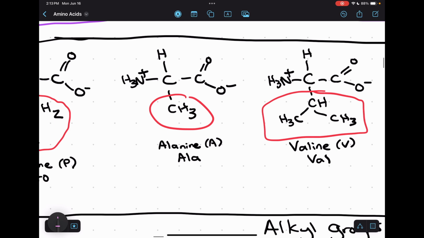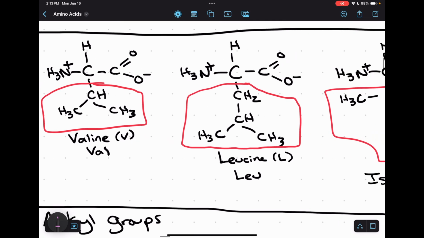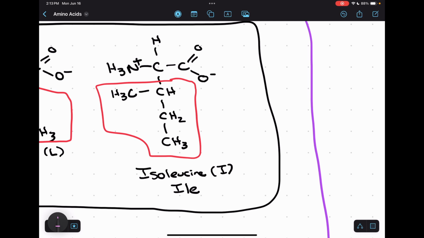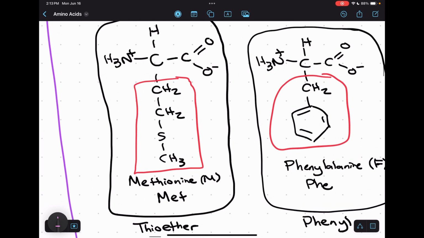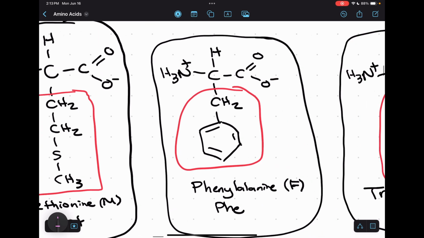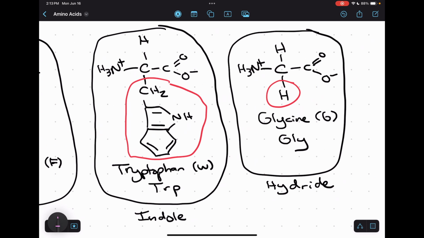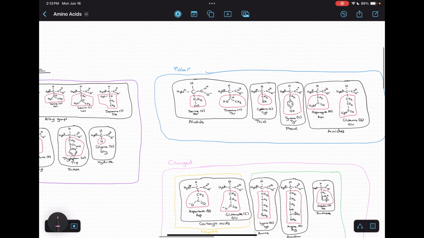Here is the structure of alanine, and then we have valine, leucine, isoleucine, which is an isomer of leucine. They have the same chemical formula, but a different structure. And then moving to methionine, which is this structure. It's the only other amino acid with a sulfur in its structure besides cysteine. Then we have phenylalanine, tryptophan, and then glycine, the only achiral amino acid. Those are our nonpolar ones.